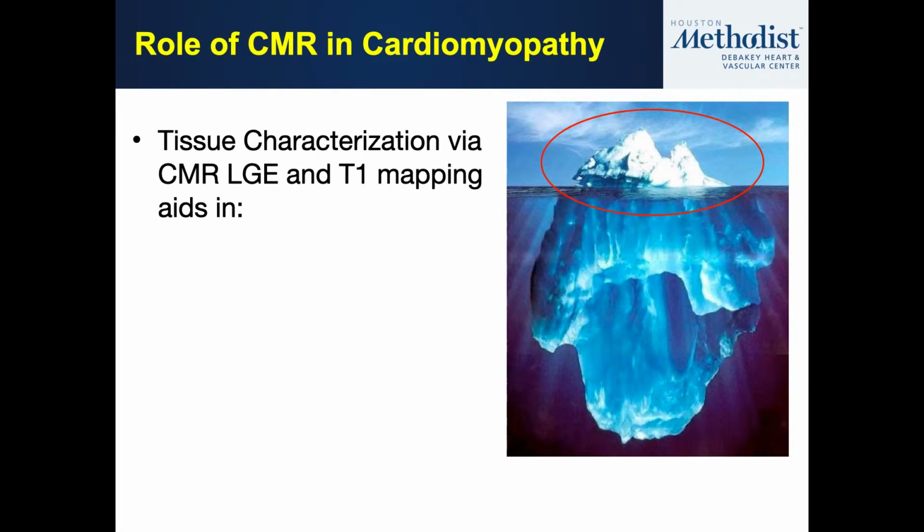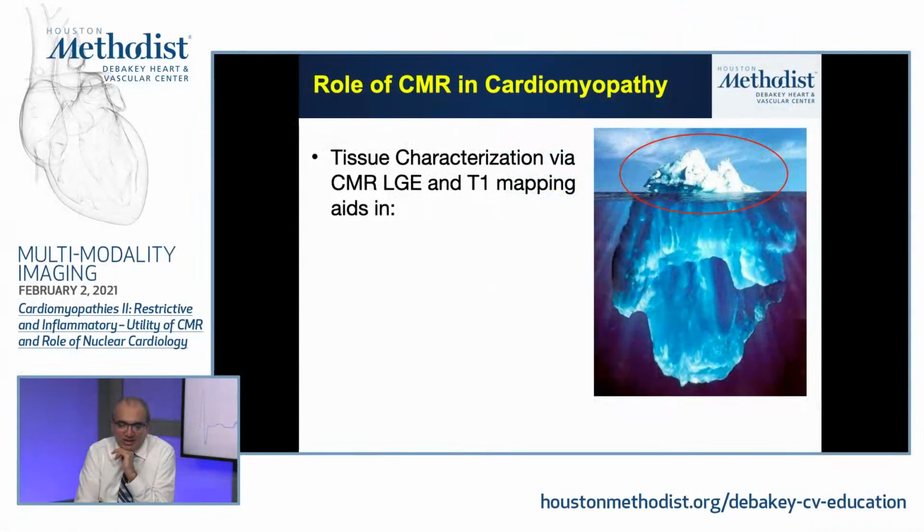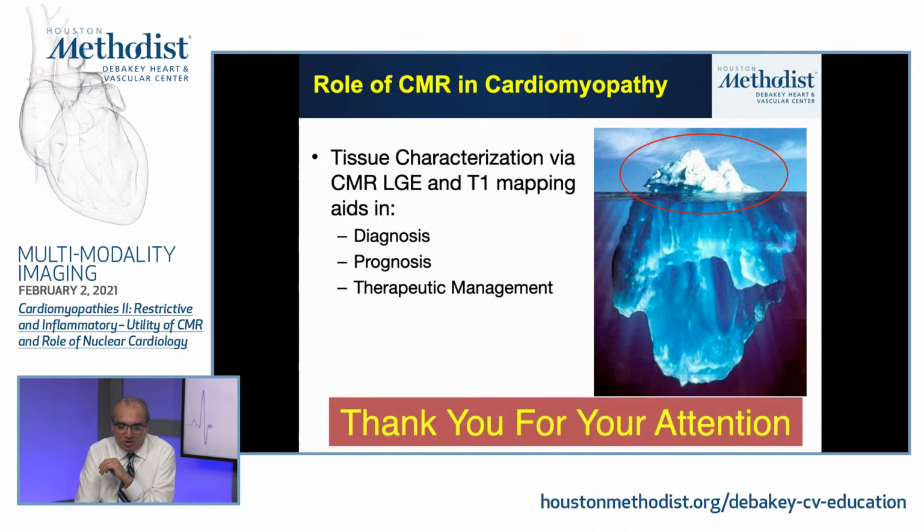So to wrap up, where CMR is helpful is this ability to do tissue characterization via late gadolinium enhancement, as well as the ability to do T1 mapping. I think it aids in diagnosis, prognosis, and has therapeutic implications in patients with non-ischemic cardiomyopathy. So I'm going to pause there.